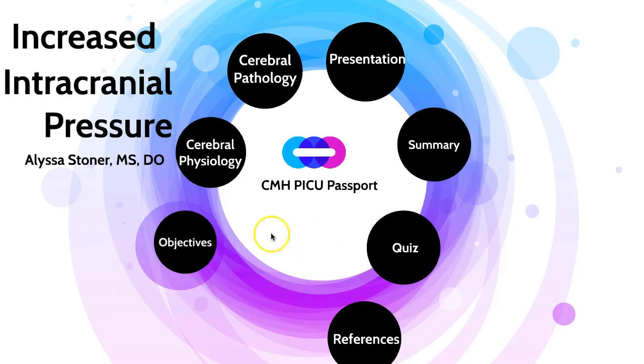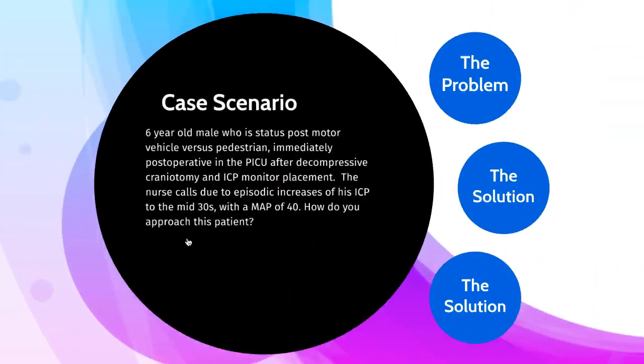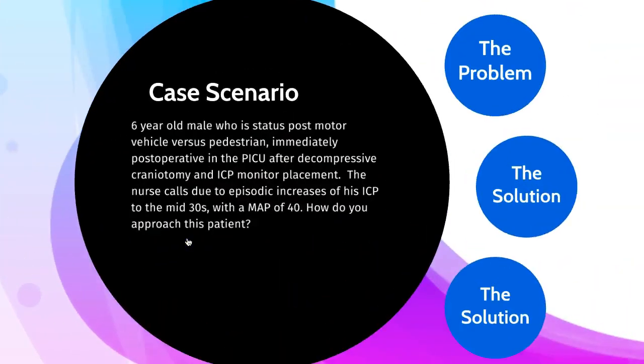So first I'm going to start with our objectives, but I wanted to lead in with a case. You're presented with a 6-year-old male who is status post motor vehicle versus pedestrian accident. He is immediately post-operative in the PICU after decompressive craniectomy and ICP monitor placement. The nurse calls due to his episodic increase of his ICP to the mid-30s with a MAP of 40. How do you approach this patient?